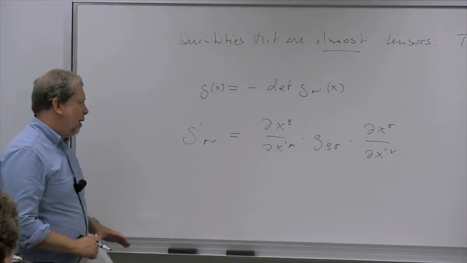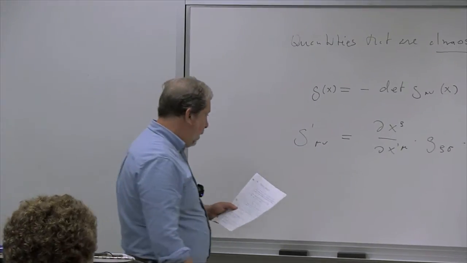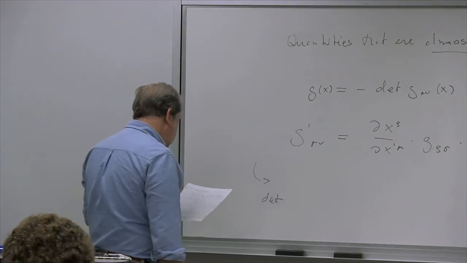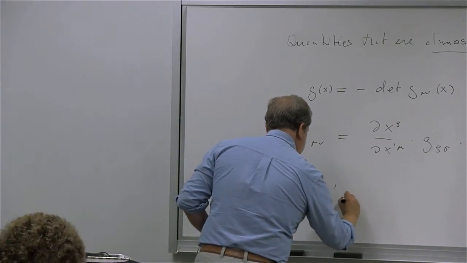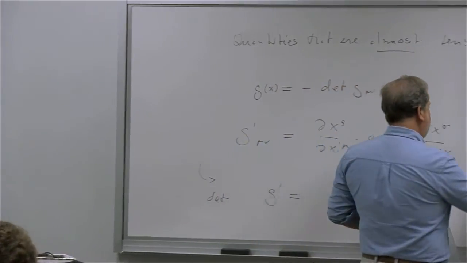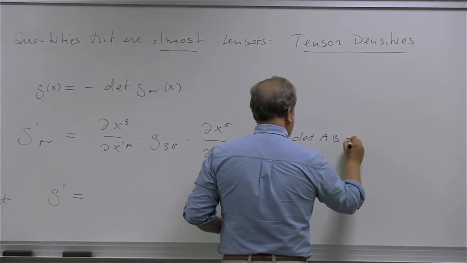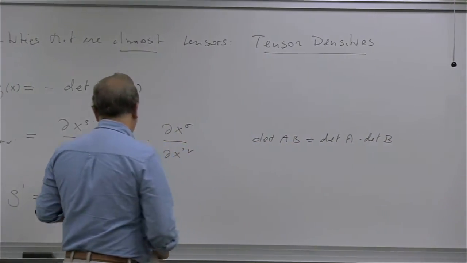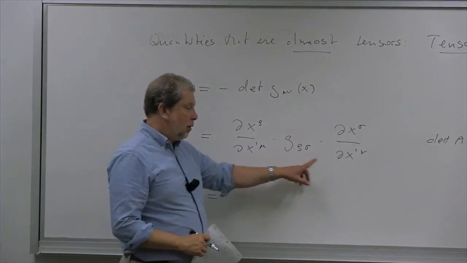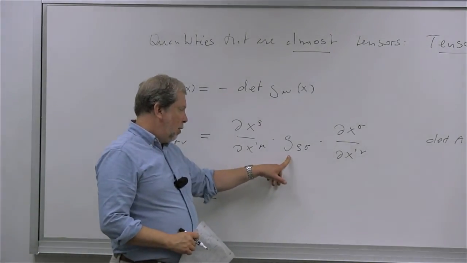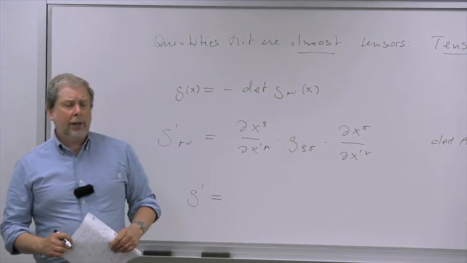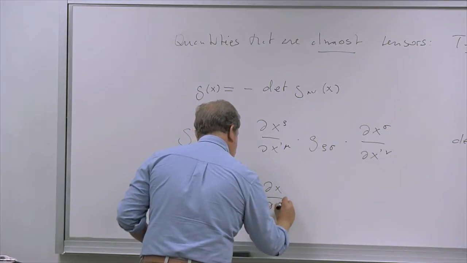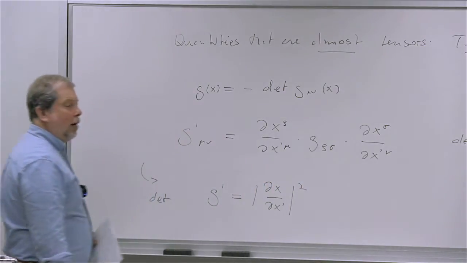Now we take the determinant of this. Remember that for determinants, the determinant of AB is equal to the determinant of A times the determinant of B, so you get the product of these determinants. One of them is the determinant of the metric. The other two are the same: you get the determinant of dx by dx prime, and you're going to get that twice.